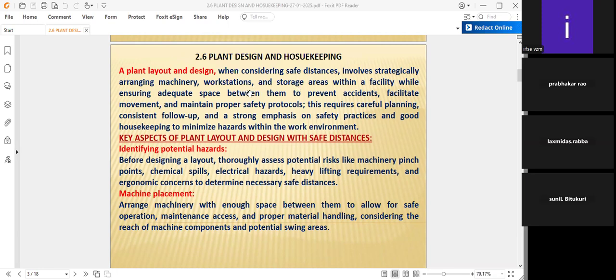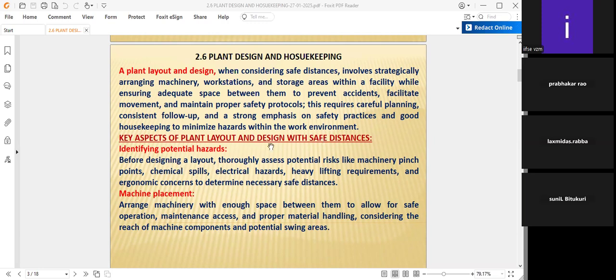This is the main criteria during the plant layout and design itself. We have taken care of all these things. Therefore, we have to reduce the hazards and minimize risk. Therefore, first is key aspects of the plant layout and design with safe distances.